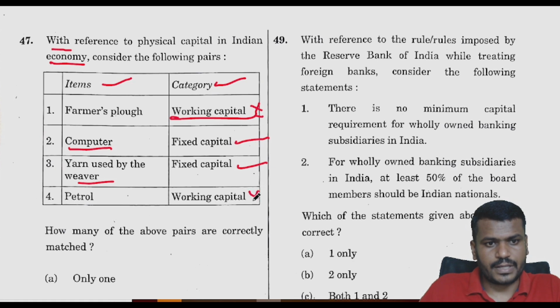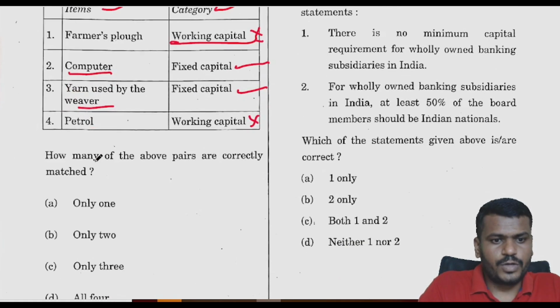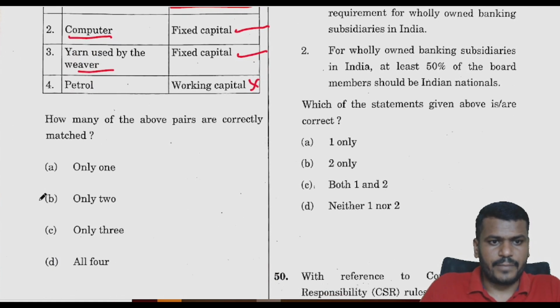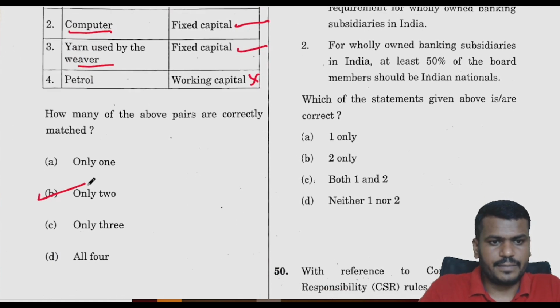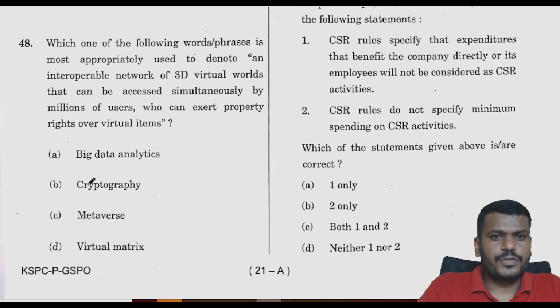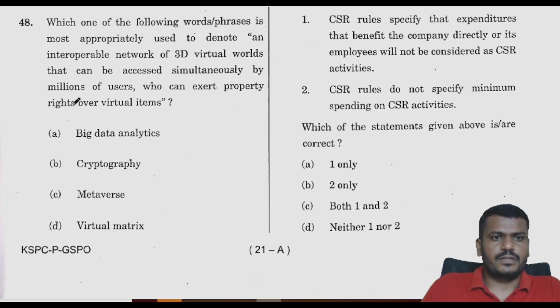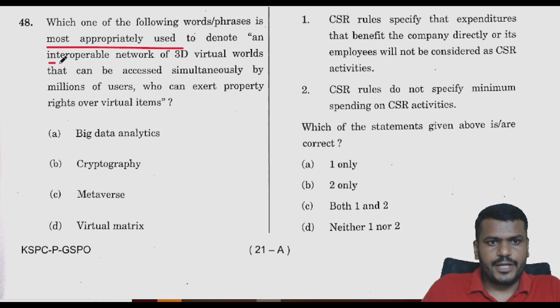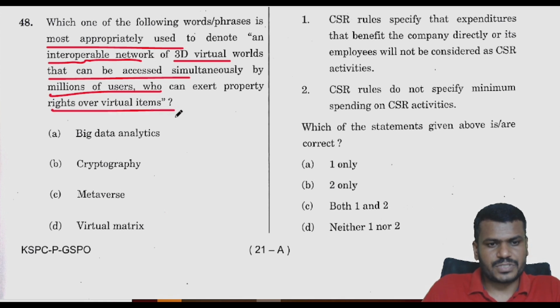Petrol is not a working capital. So 2 and 3. Okay, only 2 are correctly matched here, the rest of the things are not correctly matched. Next, which one of the following words is most appropriately used to denote an interoperable network of 3D virtual worlds that can be accessed simultaneously by millions of users who can exert property rights over virtual items? Okay, that is the question they are asking you, and that is metaverse.